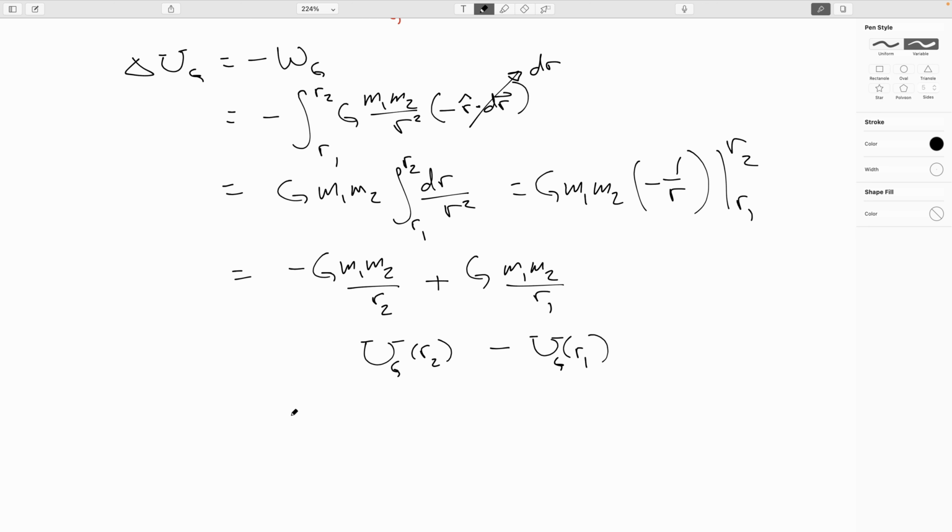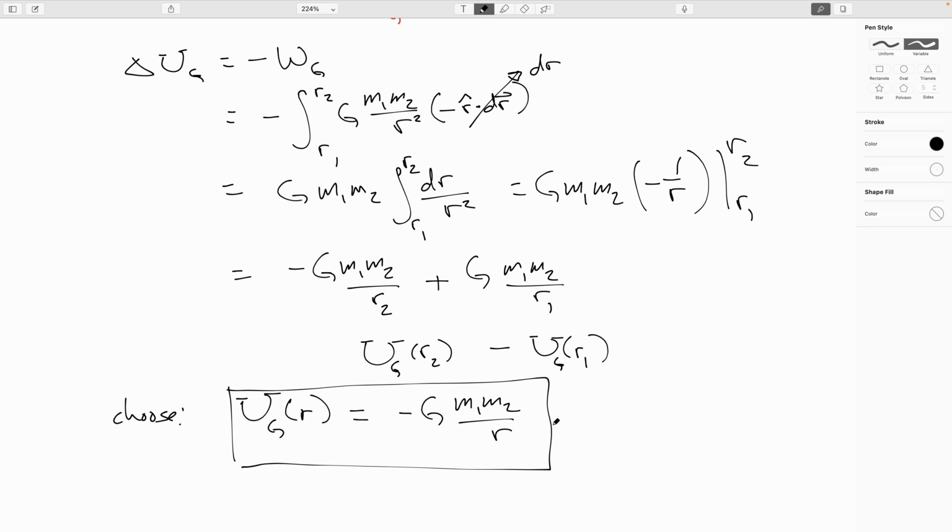And so we choose, because remember, we're just choosing a potential energy that does the job. We can say that the gravitational potential energy as a function of distance, and we're just making this choice here, is minus G m1 m2 over r. Now, other choices are possible. I could add any arbitrary constant, but that doesn't make a whole lot of sense to do.